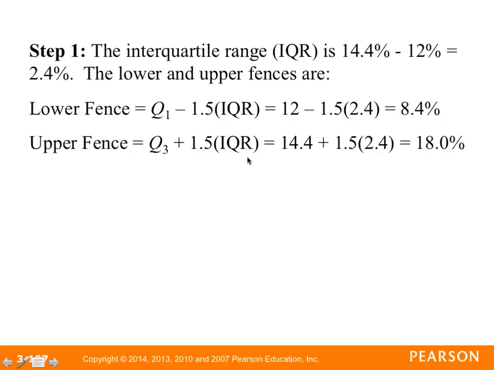our minimum, maximum, and quartiles. Now we want to find our lower and our upper fences for our interest rates. So we take Q1, which was 12, and we subtract 1.5 times IQR. Interquartile range is Q3, which is 14.4, minus 12, and that gives us 2.4. So if we take 1.5 times 2.4 and then subtract that from 12, you get 8.4% as the lower fence.